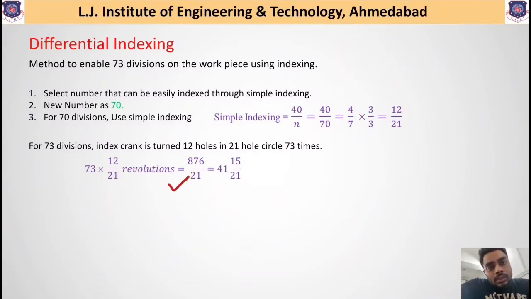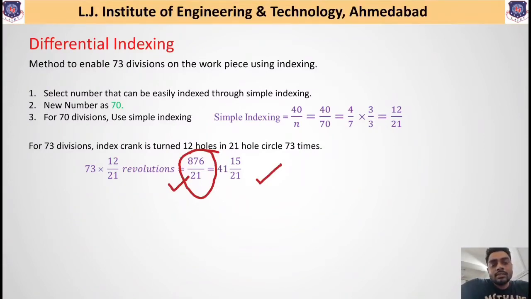And now try to convert this number into the fraction form, and as you convert it you will get the answer, that is 41 and 15 divided by 21. That means to obtain 73 divisions we have given the crank a total of 41 rotations plus 15 extra hole movement on the 21 hole circle.